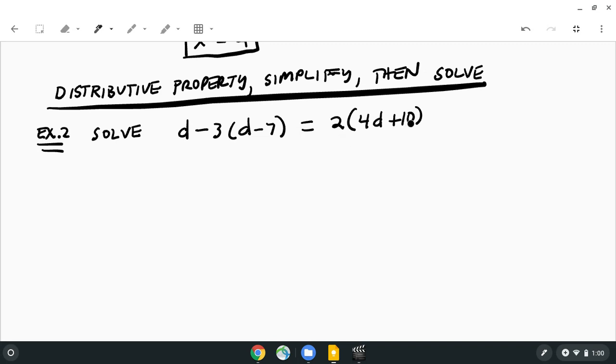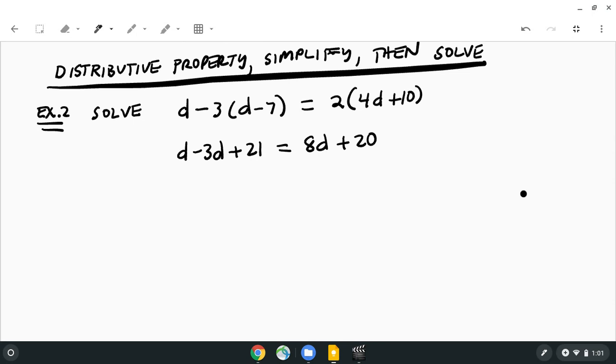Okay, so over here on the right hand side, we are distributing 2. So we have to multiply everything inside the parentheses by 2. Over here, we have to multiply everything inside the parentheses by -3. So be careful, that's a -3 that you have to do the distributive property with. Okay, so I'm going to bring down the d. I'm going to distribute the -3. So I get -3d, and I get positive 21. And on the right-hand side, I get 8d plus 20.